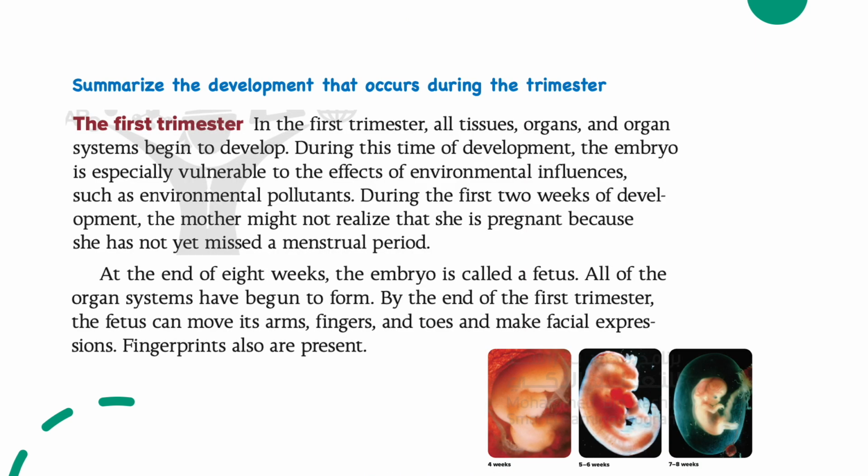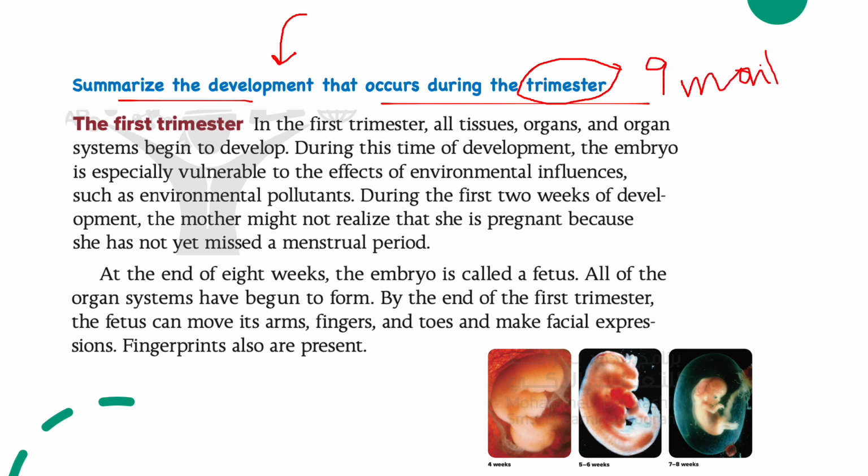The last one, probably, no sorry, this is the second last one. We have to summarize the development that occurs during each trimester. The pregnancy is totally of 9 months, and it is divided into 3 trimesters: the first trimester, the first 3 months almost, the second trimester and the third trimester. So we have to see what mainly happens in each trimester.